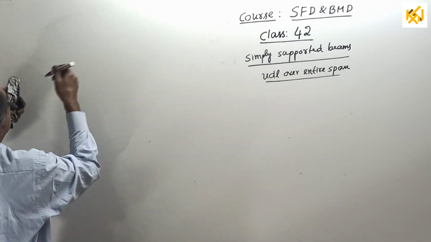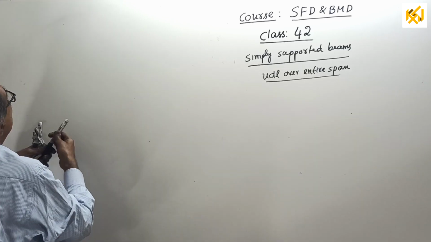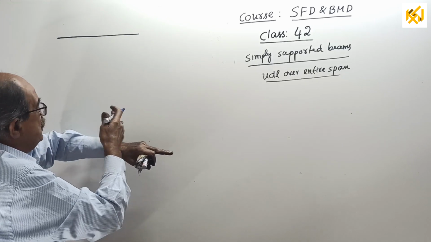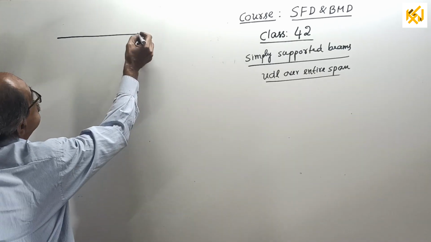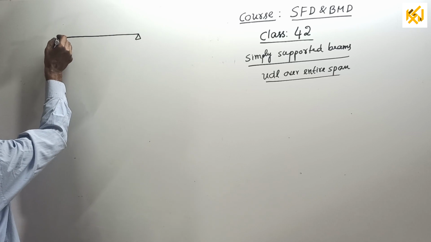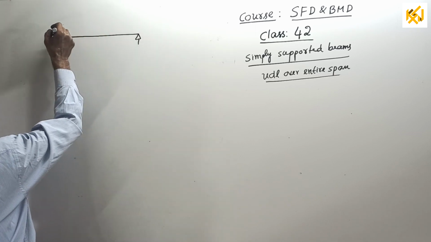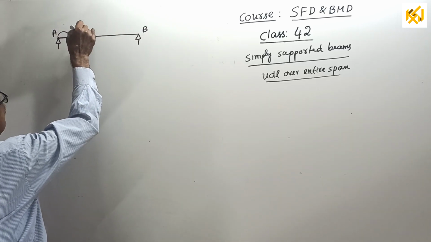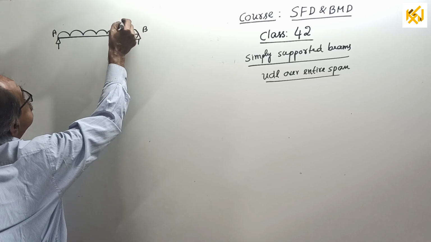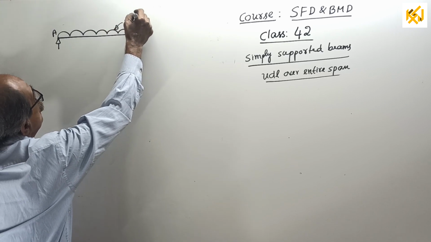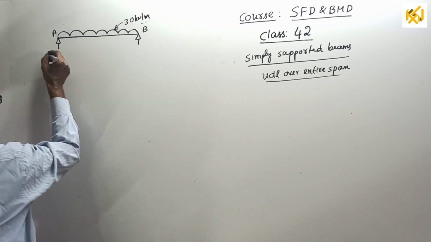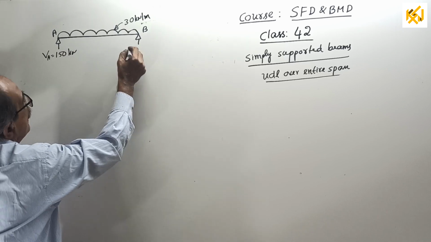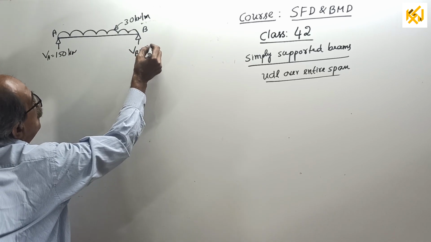Start a fresh page. We will write the beam here, as neat as possible. When curvature comes, I should be careful. When I go for partial u.d.l, I will tell you the common mistake made. The u.d.l is 30 kilonewton per meter. You can write reaction VA equal to 150 kilonewton, reaction VB also equal to 150 kilonewton.